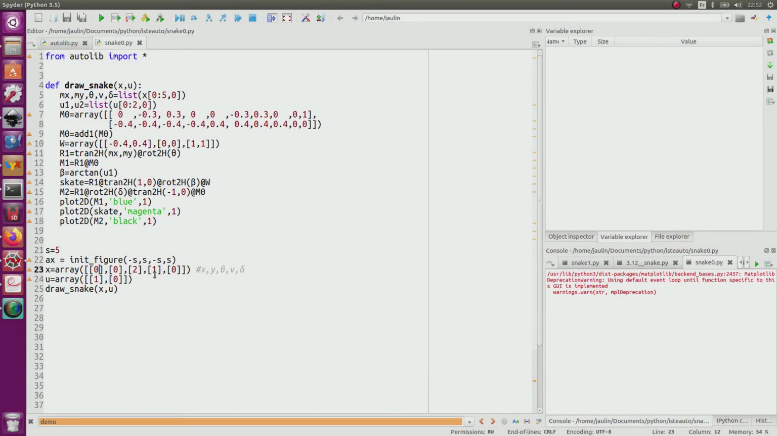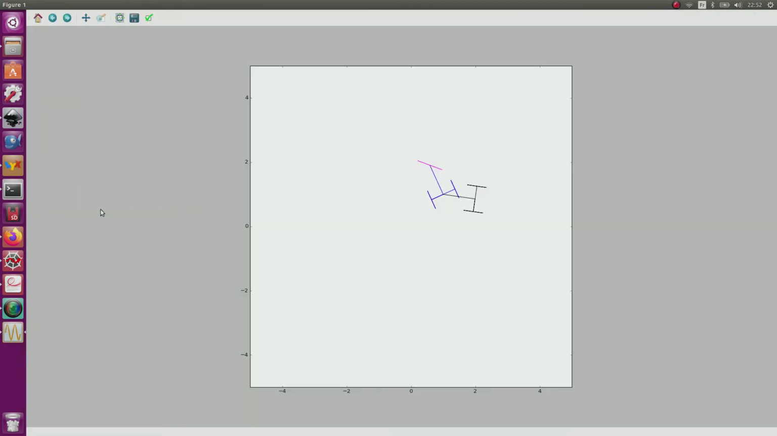If I change X and Y, I will perform a translation. And here, if I put a delta equal to 1, I will have an angle of 1 radian between the front sledge and the second sledge. This one corresponds to the speed, and has no effect on the picture. I can put 0, for instance. If I run the program once more, I can see the difference.